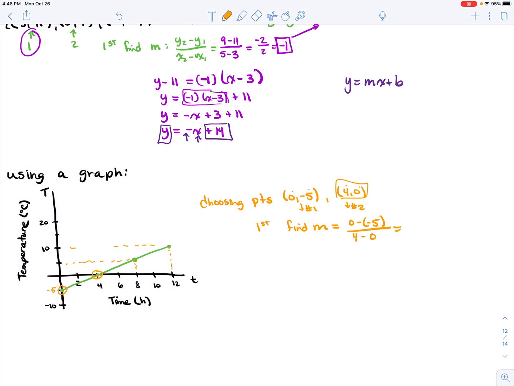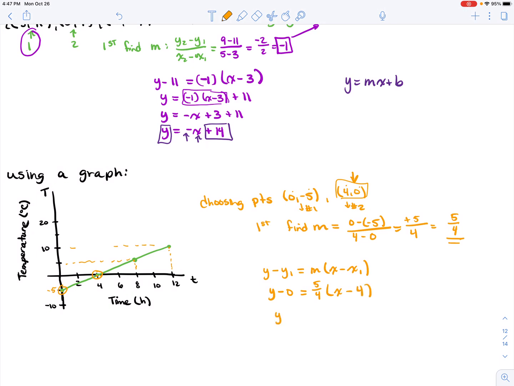So what does that give me? That gives me plus 5 on the top, 4 on the bottom, so 5/4. So that's my m value. Now I need to put it into my y minus y1 equals m times x minus x1. So y minus, what is my y1? Let's choose this one, minus 0. And it equals, there's my 5/4 for my m, times x minus x1, and it is 4.